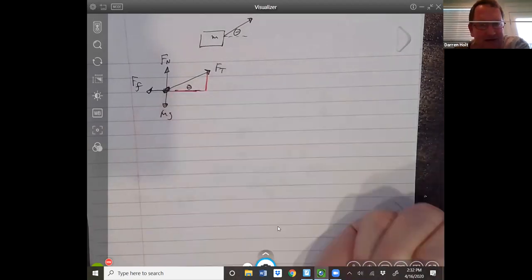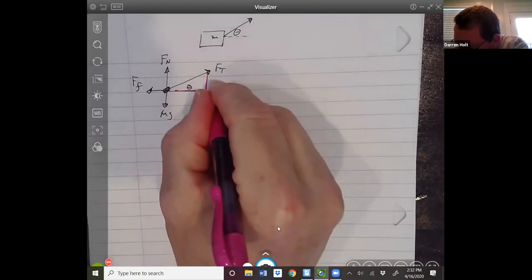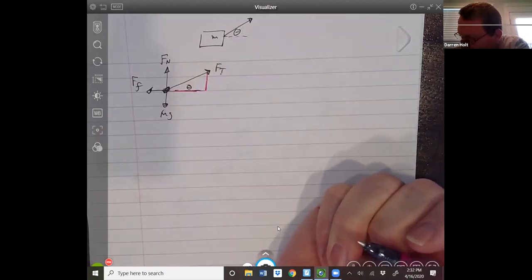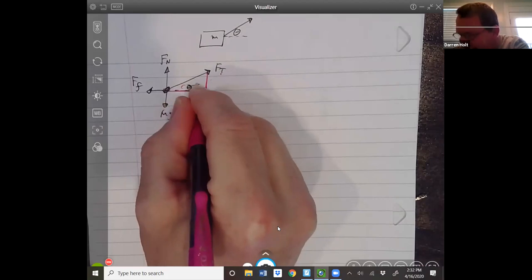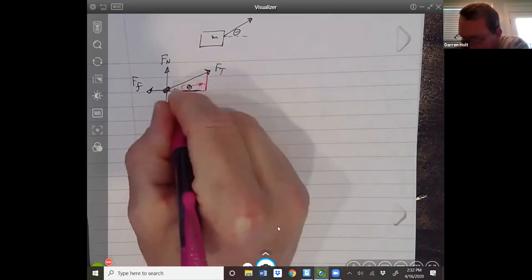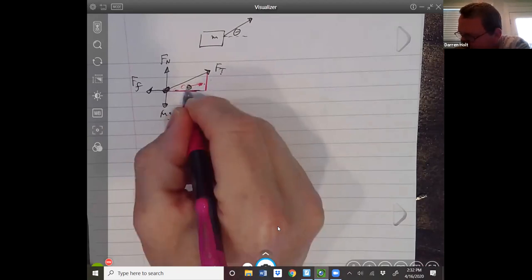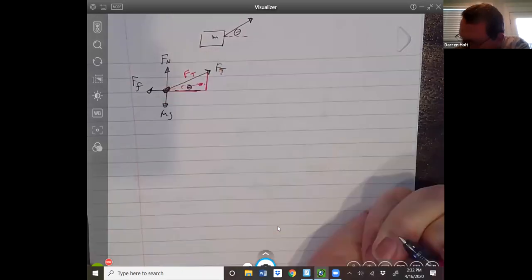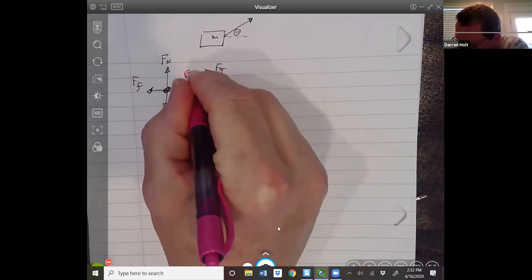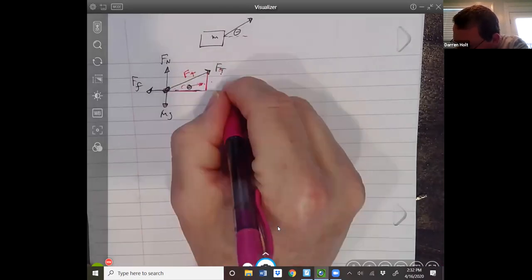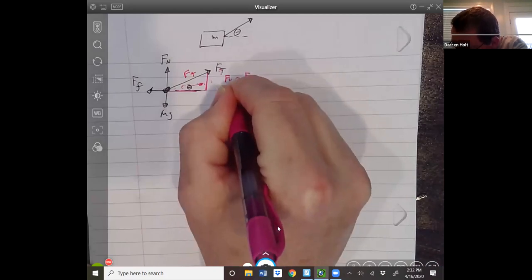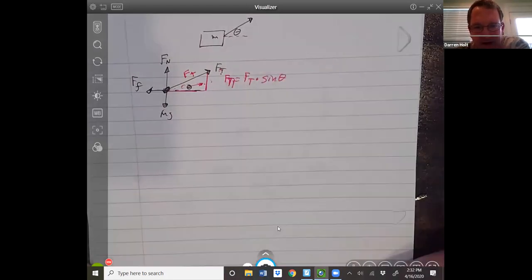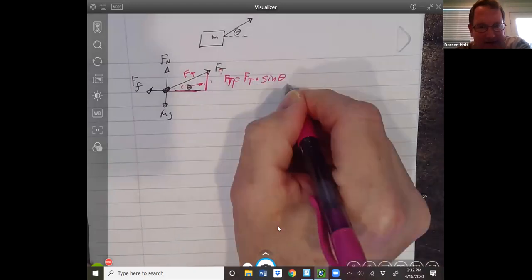So you need these components. You need this one over here, which would be the vertical component of the tension force, which is what a lot of us didn't look at in this question. Since the angle is here and that side is opposite, the opposite trig function is sine. Opposite over hypotenuse is sine. So the force of tension in the y direction is equal to the force of tension times the sine of the angle.